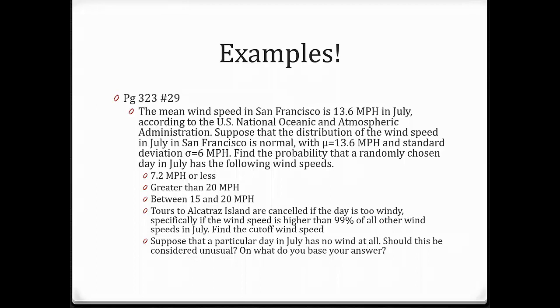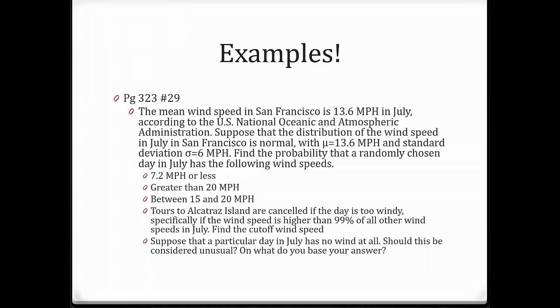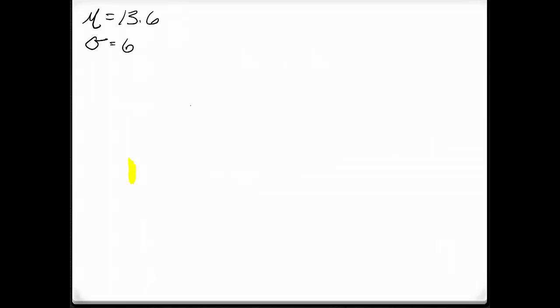All right. So, we know that the mean is 13.6. We know the standard deviation is 6. We want to find 7.2 miles per hour or less. So, we know we're at 13.6. We want to find 7.2 or less. So, we're looking at this probability.